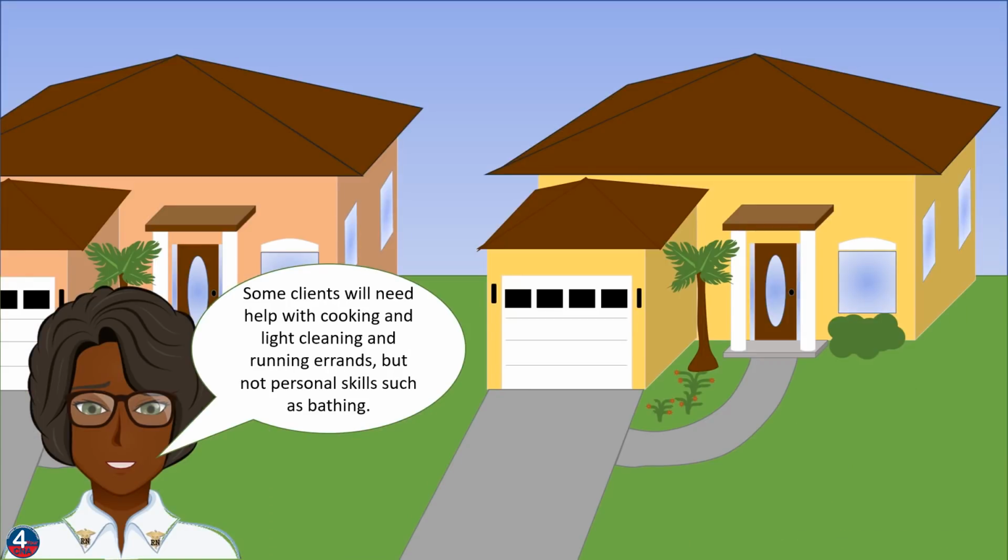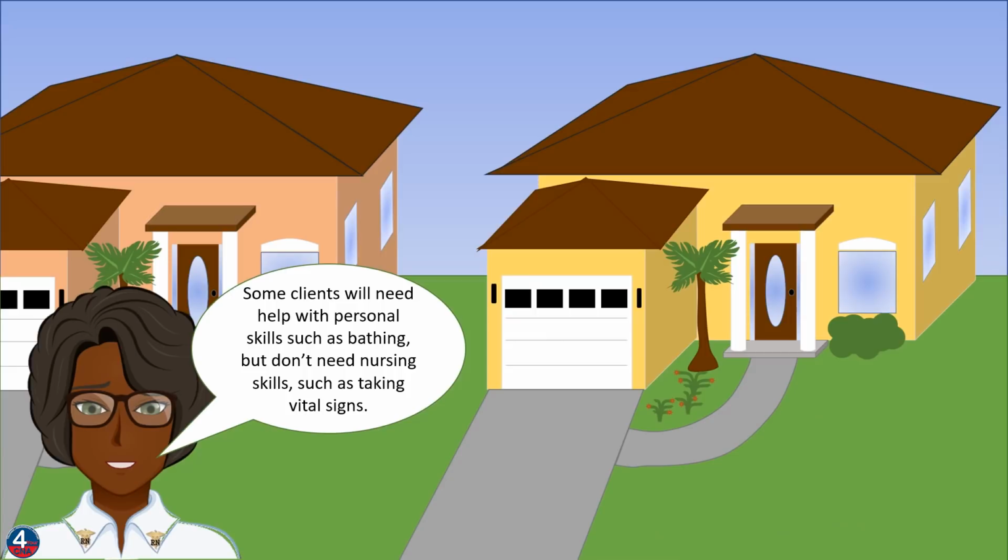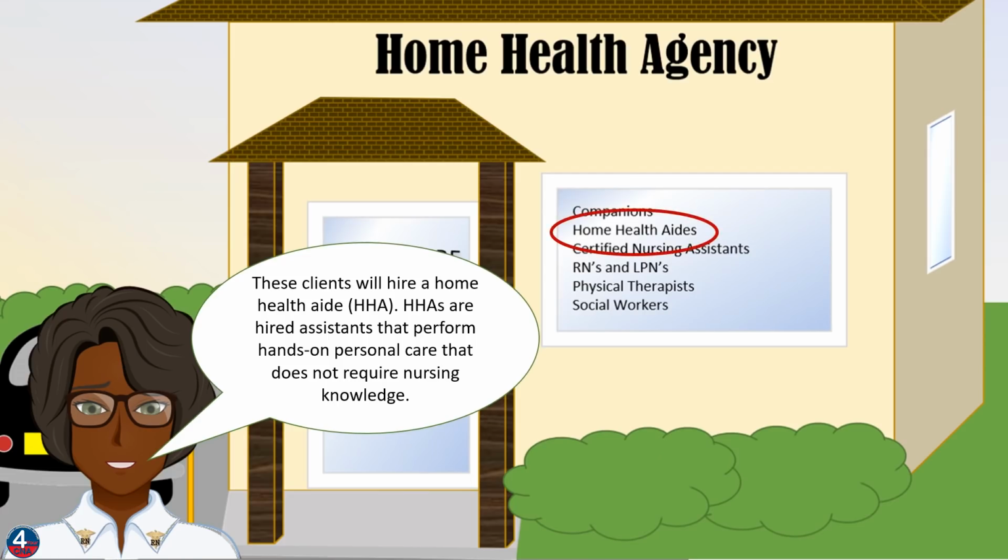Some clients will need help with cooking and light cleaning and running errands, but not personal skills such as bathing. These clients will hire a companion. Companions are hired assistants that cannot perform any hands-on care. Some clients will need help with personal skills, such as bathing, but don't need nursing skills, like taking vital signs. These clients will hire a home health aide. HHAs are hired assistants that perform hands-on personal care that does not require nursing knowledge.